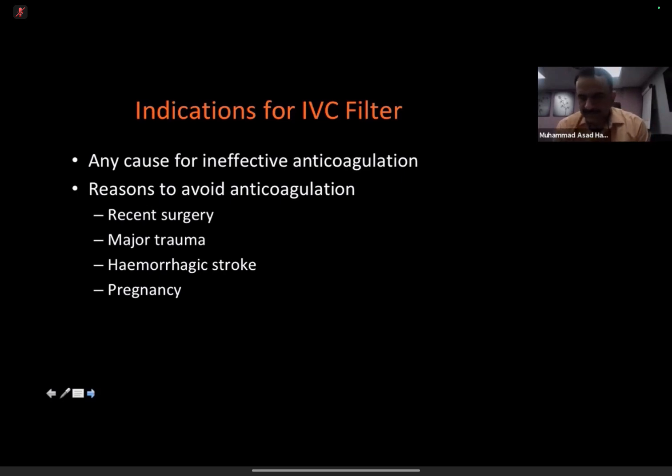Okay. I mean, the reason could be the patient has had recent surgery or is going to have some surgery, major trauma, hemorrhagic stroke, pregnancy, things like that.